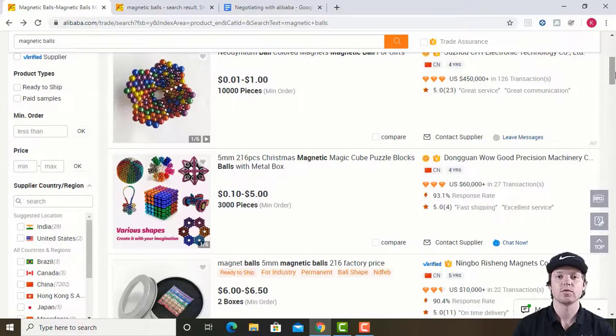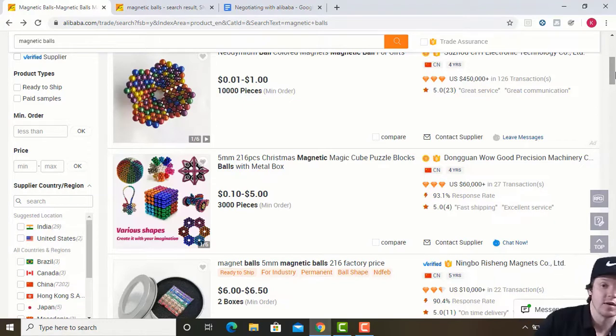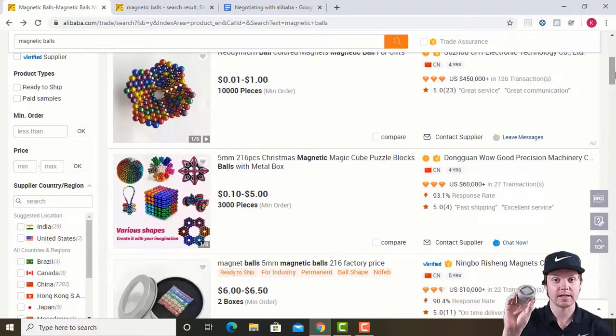Today we're going to be going through the Alibaba website to look for a supplier, and I'm also going to show you a negotiation I had for the product that we have been doing, the magnetic cubes and the magnetic balls. So let's get right into it.